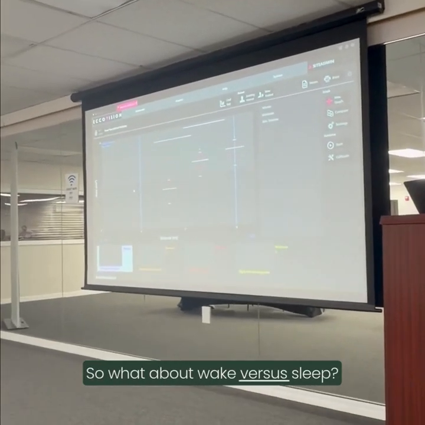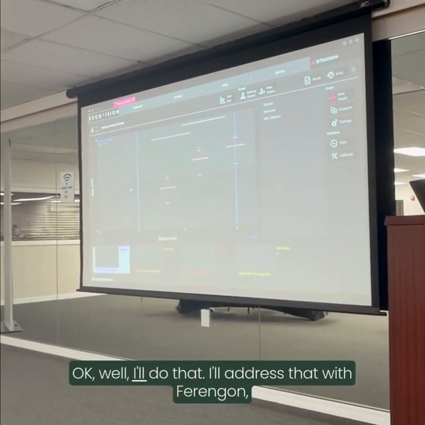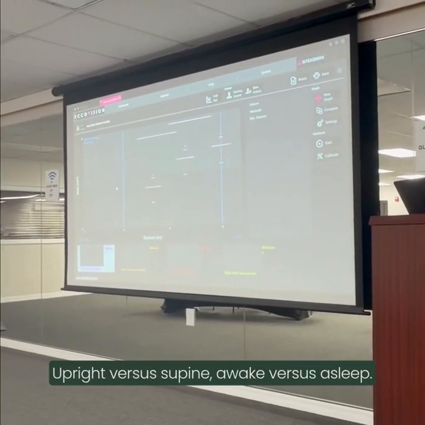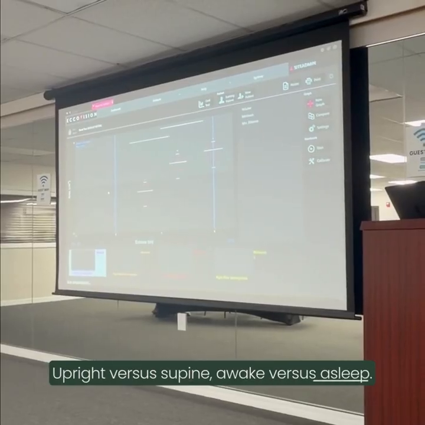I'll run through the test actually, and then we'll explain what that line means. Now, what about awake or asleep? Okay, I'll address that with pharyngometry, because that's the one that I get constantly. Upright versus supine, awake versus asleep.